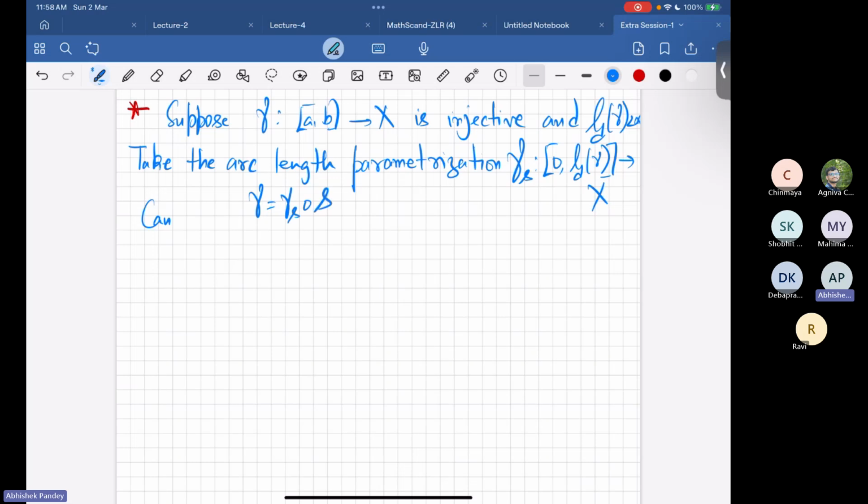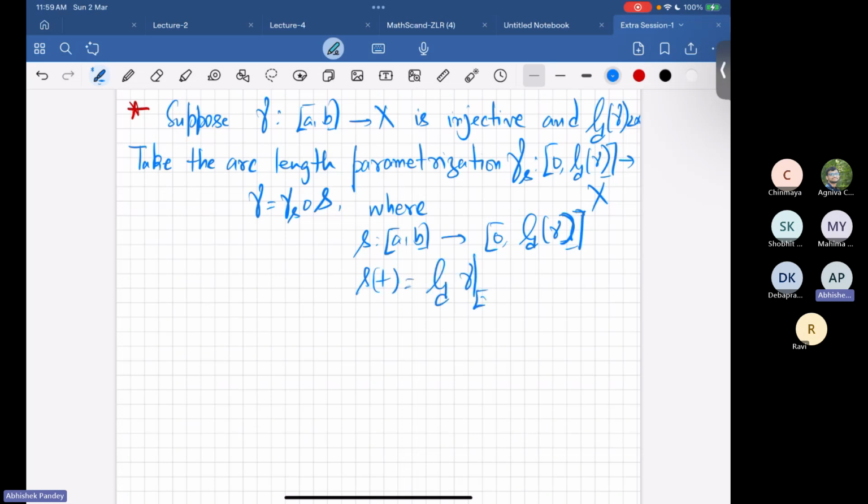Recall where s, from a to b, is defined as s(t), which is basically the length of the curve gamma restricted to the interval [a, t]. Here our curve gamma is injective. Can we say that the curve gamma_s is also injective? Anyone?